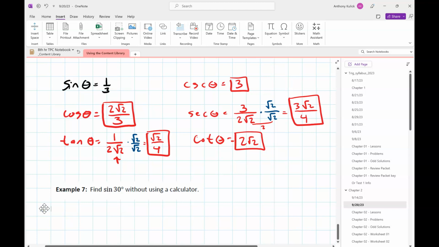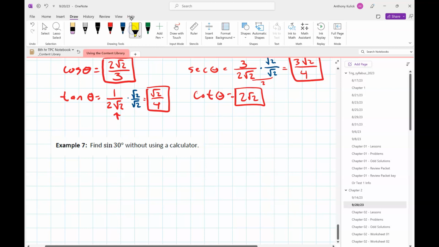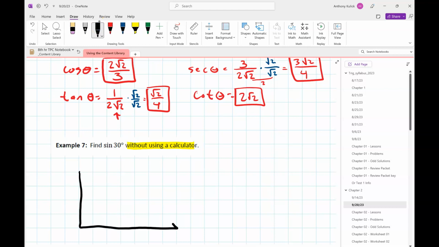All right. So here we're saying find sine 30 without using your calculator. What's the catch here? What makes this problem hard? Yeah, without using your calculator. Okay, fine. Well, let's start by drawing a picture. I don't know what else to do here.